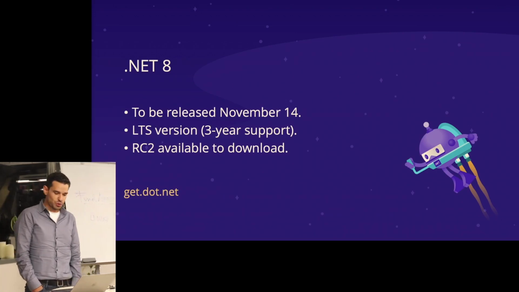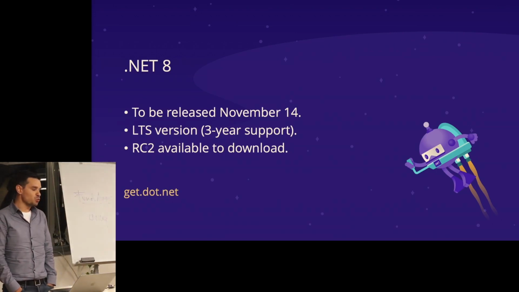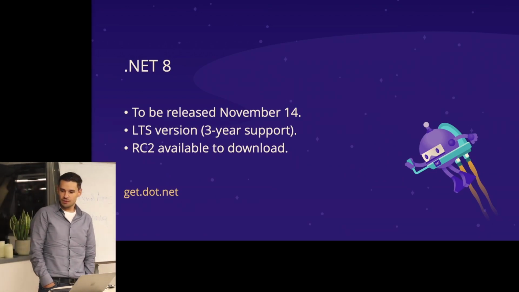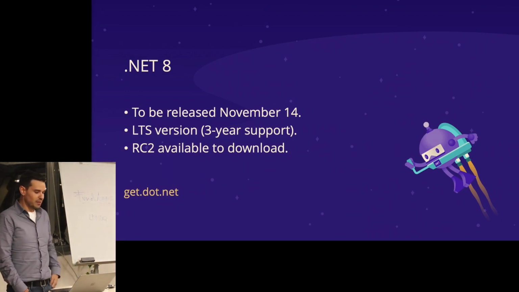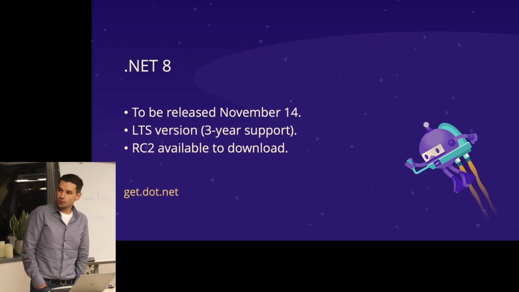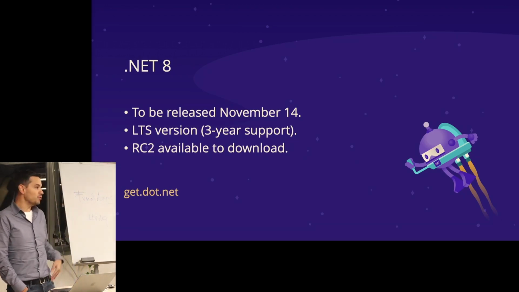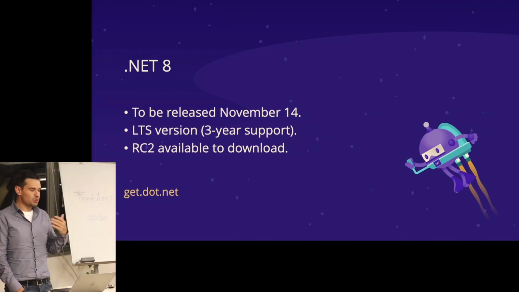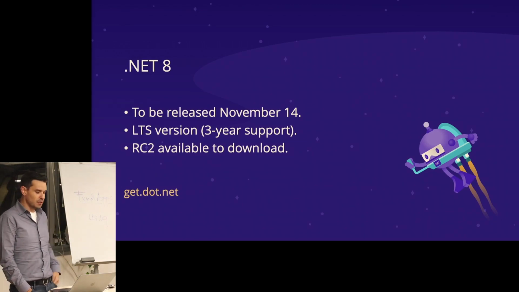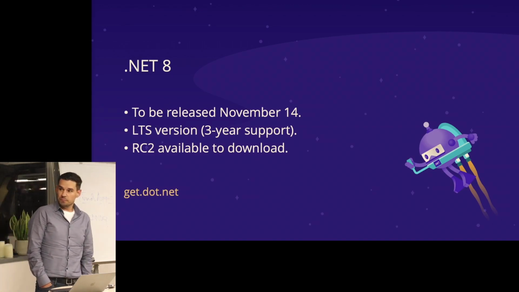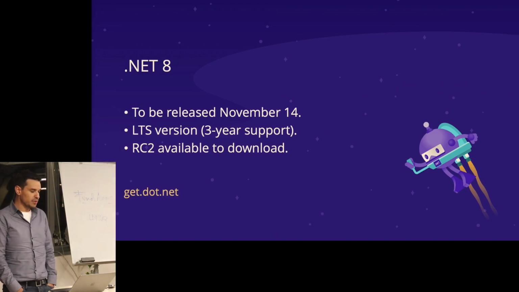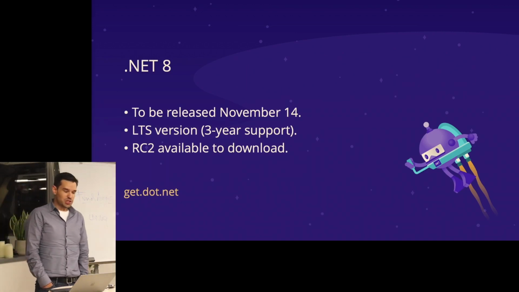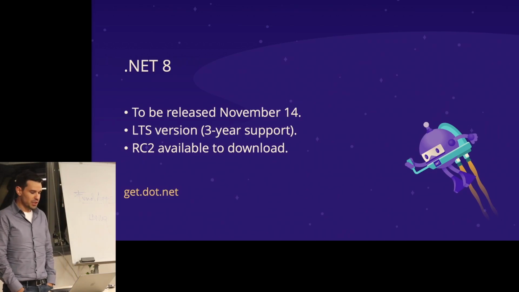It's a long-term support release, which means that it comes with 3 years of security updates and support. For those of you who don't know, long-term support releases come out biannually. To give you an example, .NET 6 and .NET 8 were long-term support releases, whereas .NET 5 and .NET 7, which came out last year, come with standard term support, which is 18 months of support and security updates. This Tuesday, we actually released .NET 8 RC2, which is the final release candidate ahead of GA in November.